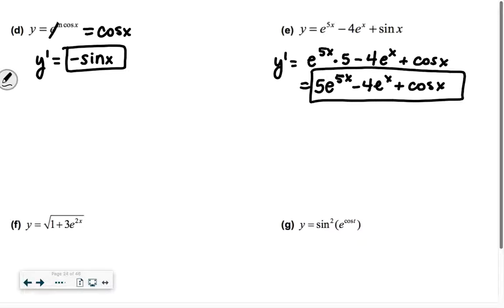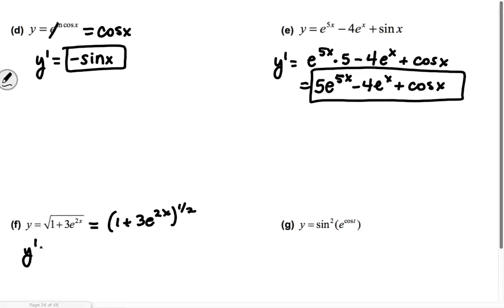Goodness gracious. All right, so this next one. So I'm going to have 1 plus 3e to the 2x, and it's raised to the 1/2. Okay, so go ahead and try along with me. Try to write the derivative. See if you get it. So I get 1/2, 1 plus 3e to the 2x to the negative 1/2, right? Because it was in the form w to the 1/2 originally. We all see that. And its derivative is 1/2 w to the negative 1/2.